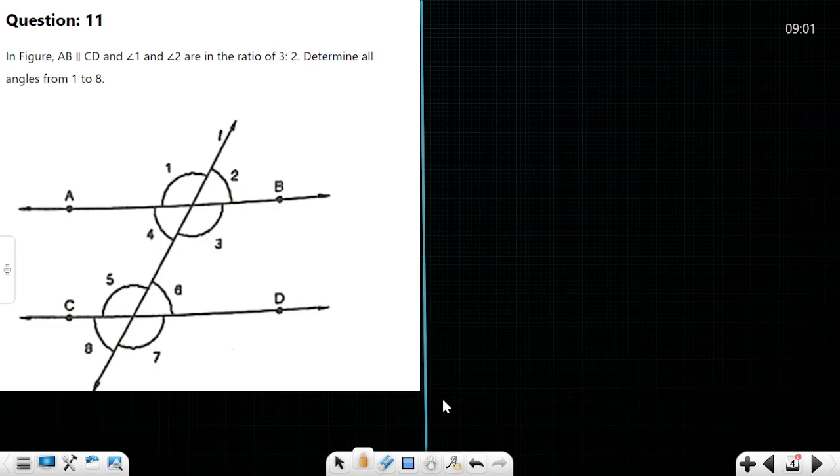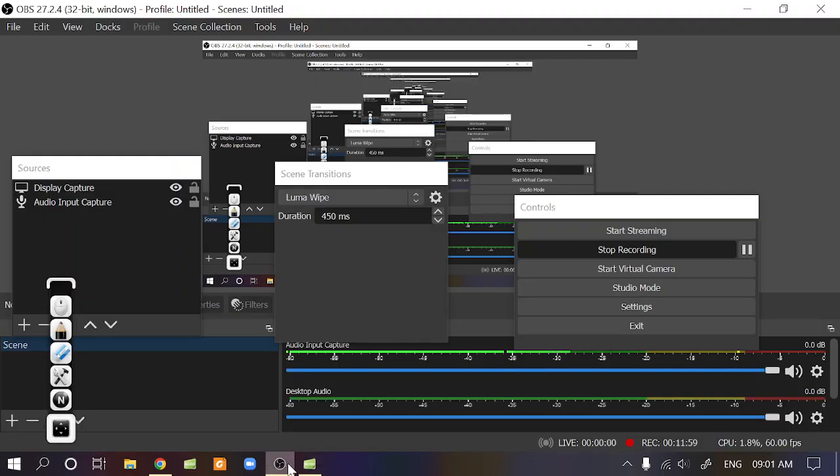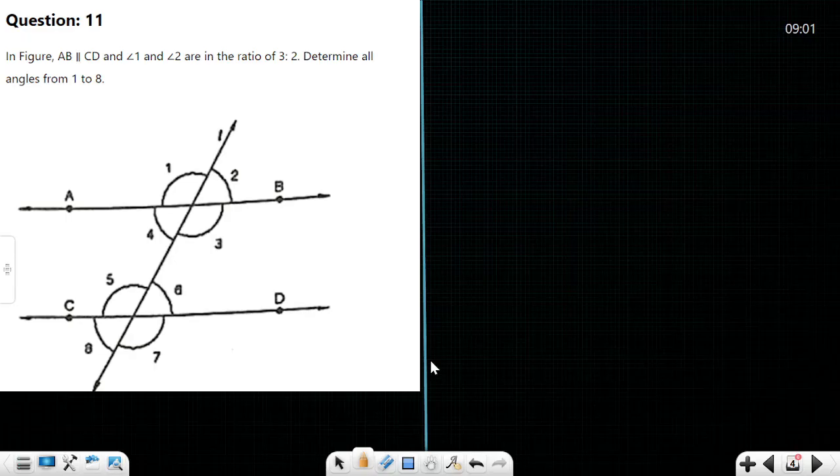In the figure, AB parallel to CD, angle 1 and angle 2 are in the ratio 3:2. Let me see whether the recording is happening properly, Akshita, once. Yeah, recording is happening properly. In the figure, AB parallel to CD, angle 1 and angle 2 are in the ratio 3:2. Determine all the angles from 1 to 8.